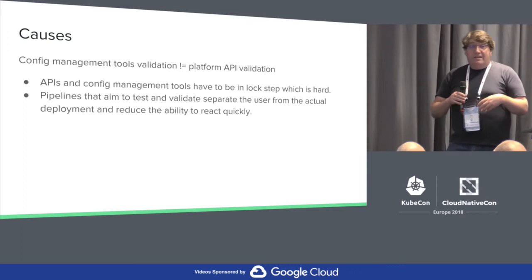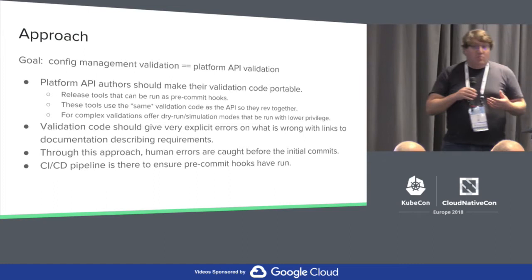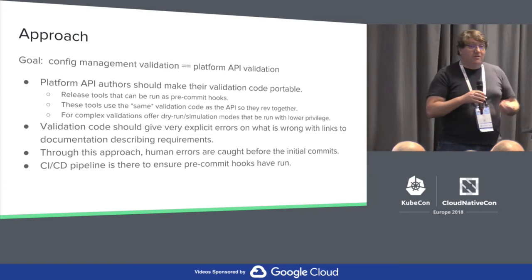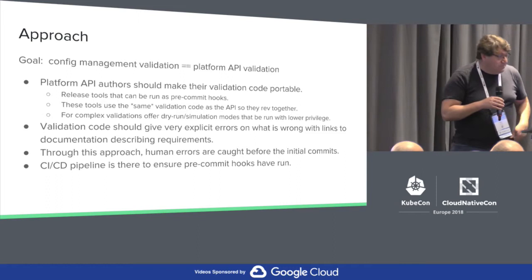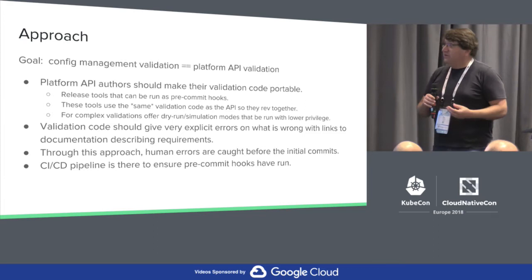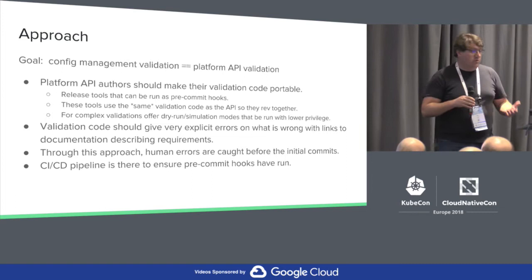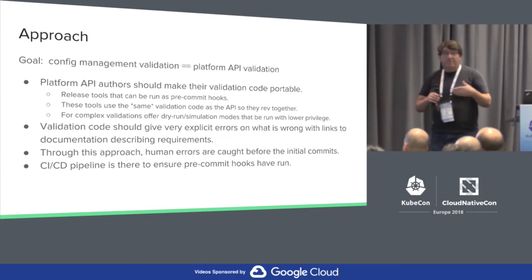So what is our general approach that we recommend when thinking about API designs, and especially around admission control and how we want to control and constrain our APIs? So we want to make the API validation code portable, right? So not only does it run as an admission controller on the API server, but it also can run as a pre-commit hook in your Git system or whatever your source repo system is. And ideally, it's the same code, so they rev together, right?